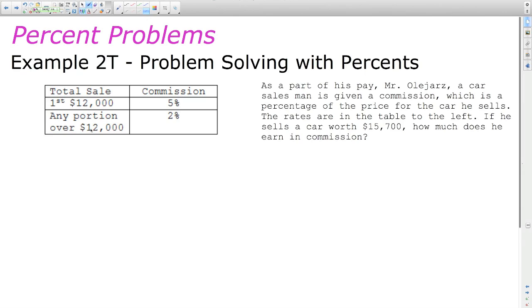Well, we got to understand this table. Mr. Oliars is going to earn for the first $12,000 of any car he sells, or any car under $12,000, 5% of that. So for any car $12,000 or below, it's going to be 5%. Since this car he sold, $15,700, is greater than $12,000, we know he's going to earn 5% of $12,000.